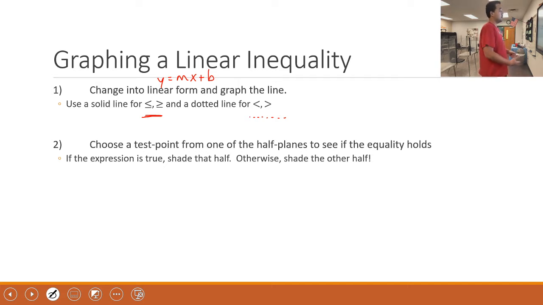Now, when you do that, every coordinate point above or below the line could also be a solution to your system. So for number 2, choose a test point. Just try to plug in a number from your coordinate plane. Replace x and y with just any number that is in one half of the grid and see if it's true.